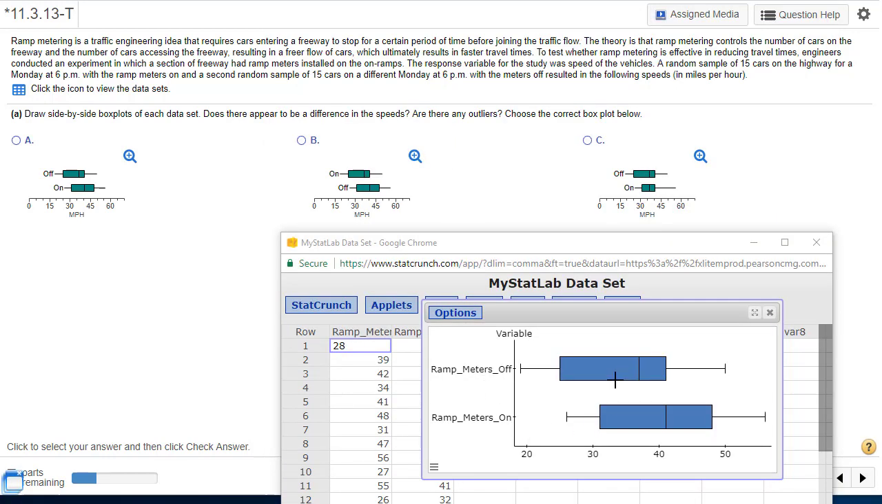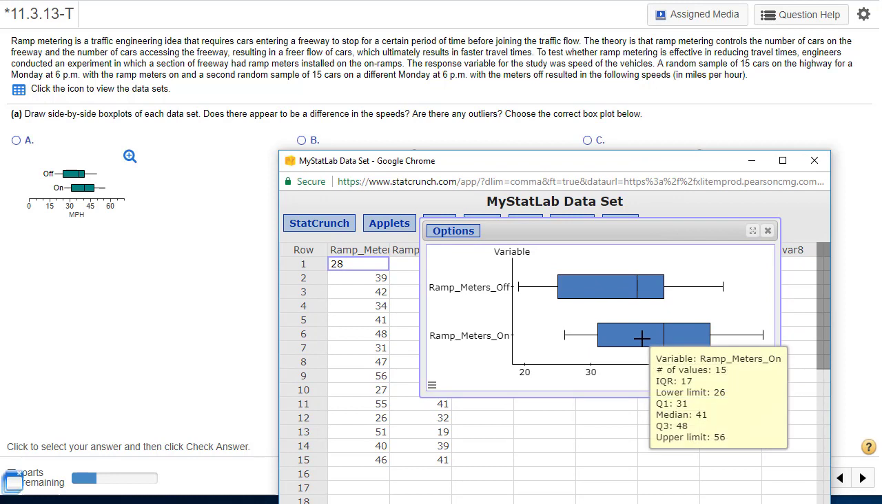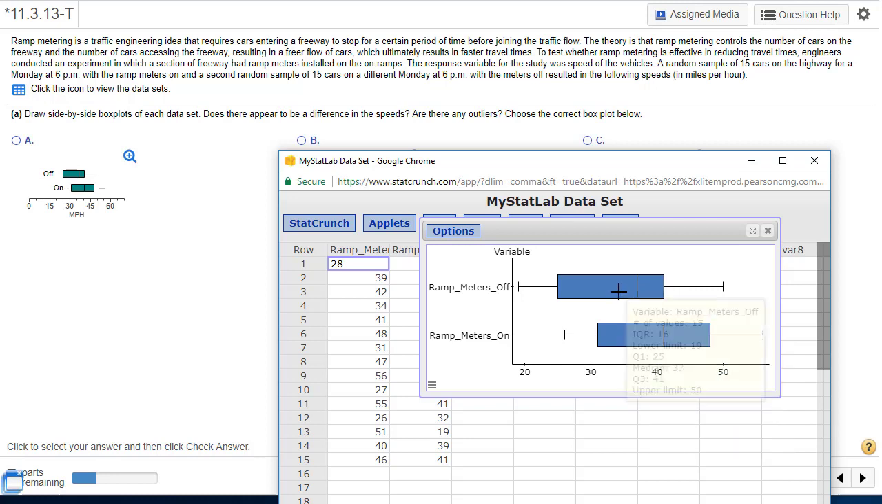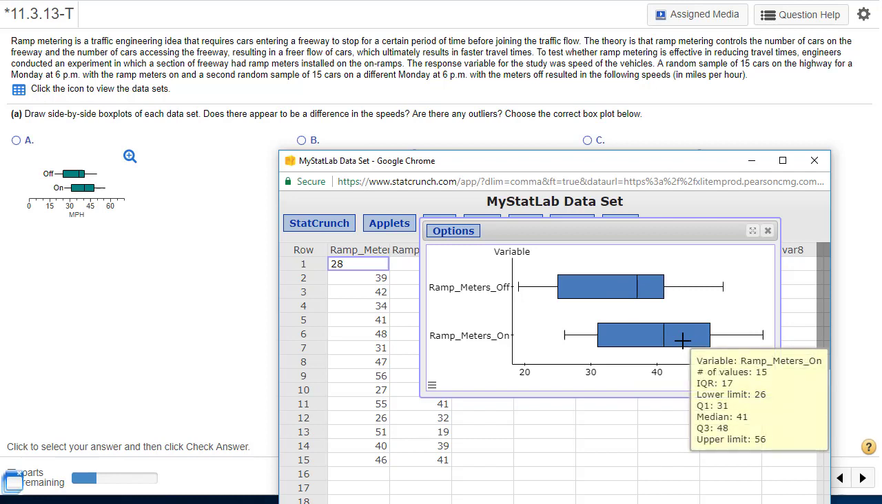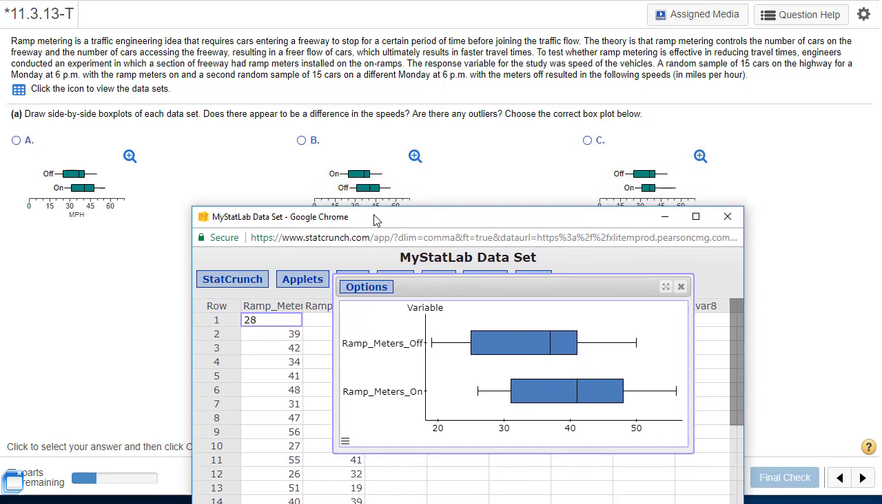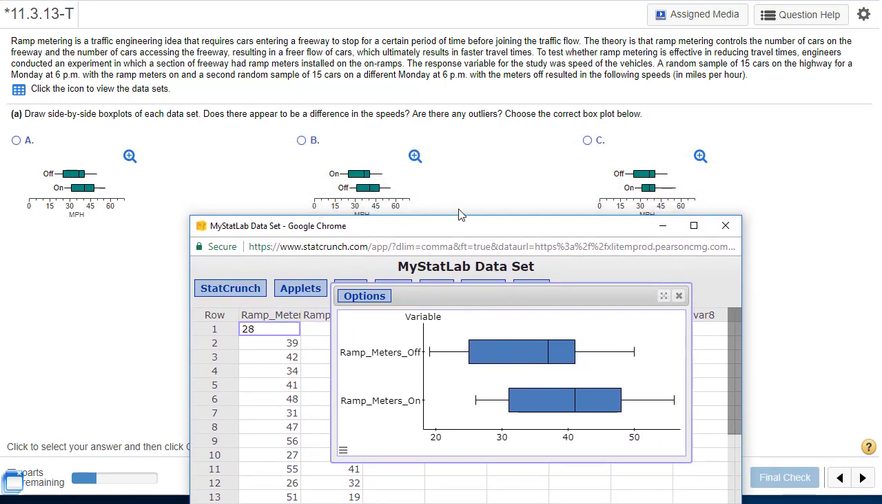Okay, so ramp meter's off. If you're looking at the box plot here, the one I just did in StatCrunch, I can hover my mouse over it and get the 5-number summary, which is nice. And so we've got a median of 41 when it's on, versus a median of 37. So the meter on definitely has a larger median. So the only one, if I'm matching that, where that works is A.